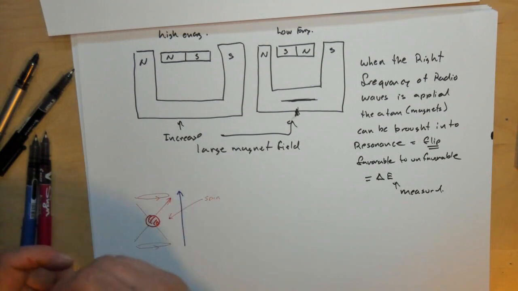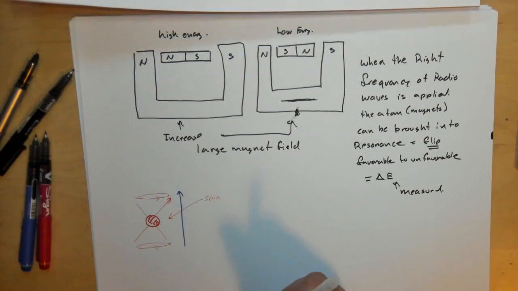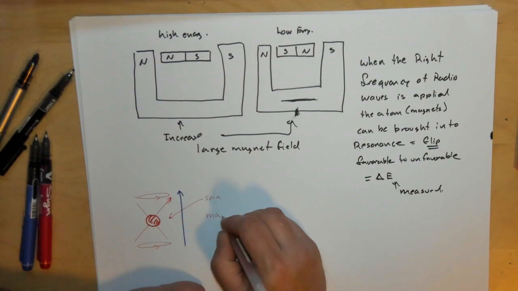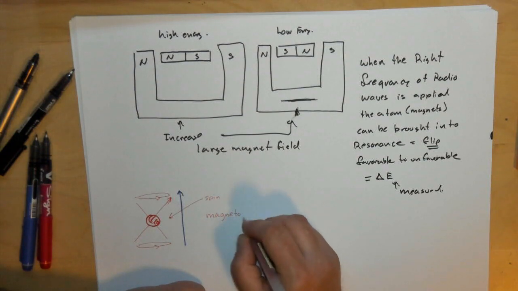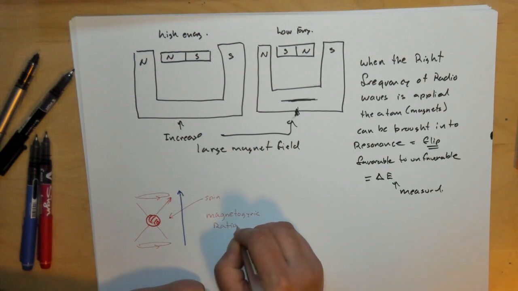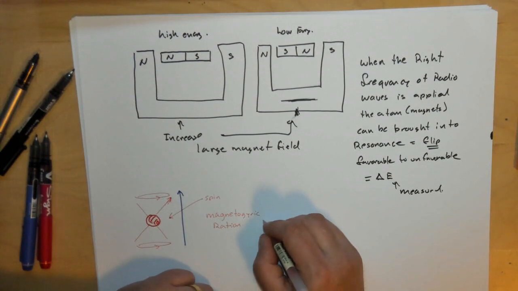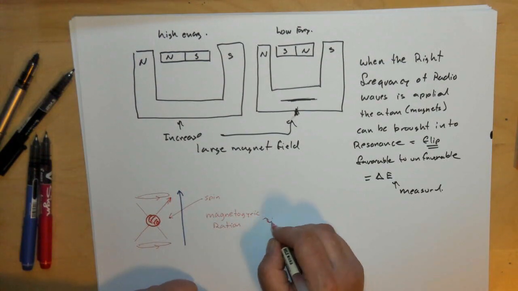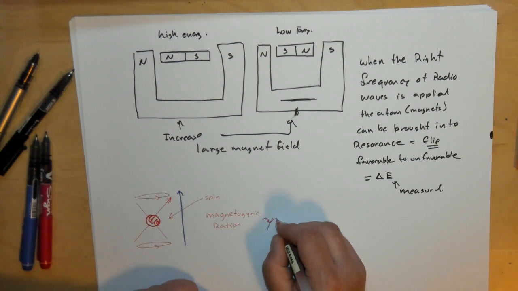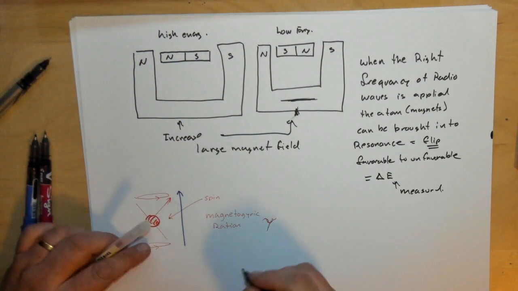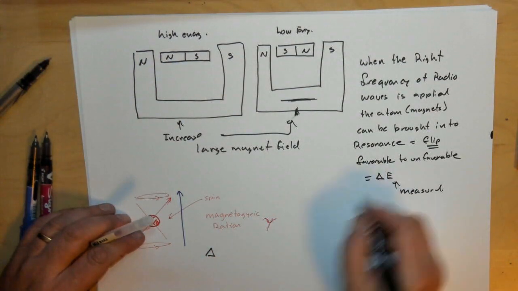So here, this blue thing represents the magnetic field. And what you have then is what we call the magnetogyric ratio, which is a fancy word for the spin effect here. But basically, it can be applied to a specific equation for this delta E.